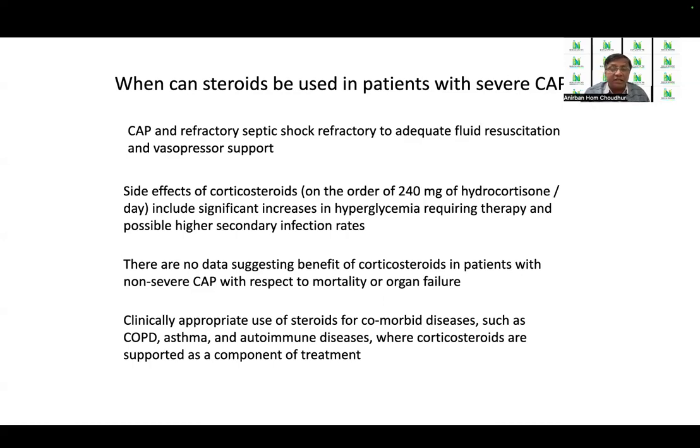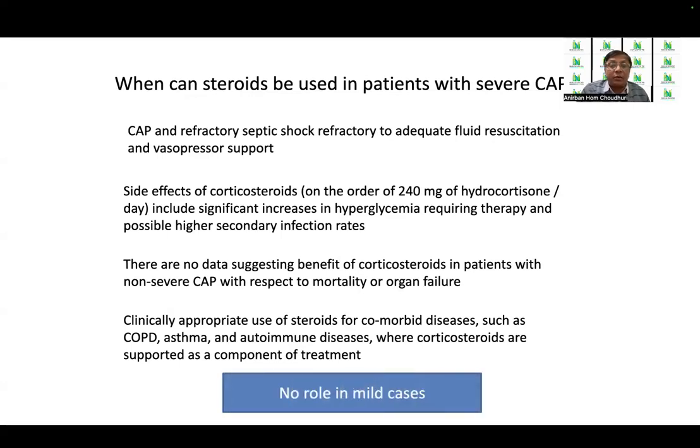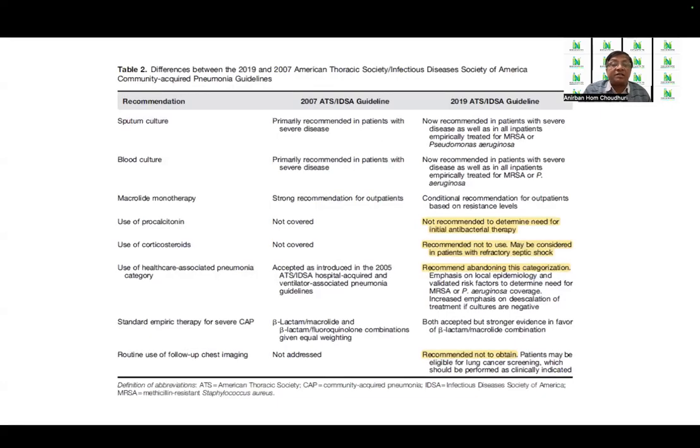There is no data suggesting benefit of corticosteroids in patients with non-severe CAP with respect to mortality or organ failure. So in non-severe CAP, there is no point in trying to use them. Clinically appropriate use of steroids for comorbid disease such as COPD, asthma, and autoimmune disease, where corticosteroids are supported as a component of treatment, is allowed. So we will have to figure out, with a lot of difficulty, when steroids may be required. But one thing is sure, that it is not required in mild to moderate cases.